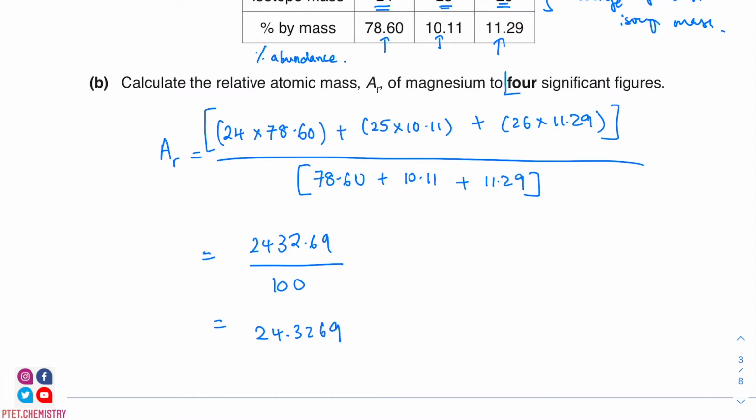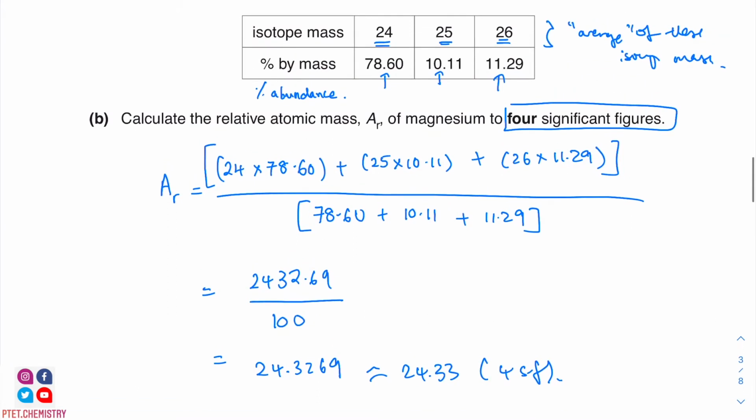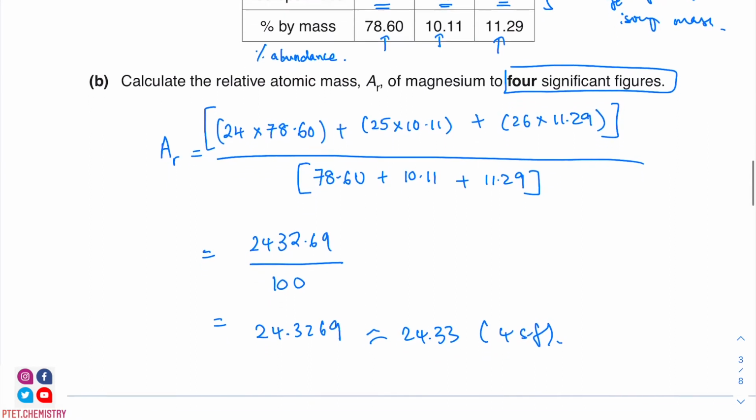They specifically want it to 4 significant figures, so roughly 24.63. First off, this value is somewhere in between 24 and 26, so that is good news. Why is it very close to 24? Think about percentage abundance. You have quite a lot of the 24, not a lot of the 25 and 26. So that makes sense. When you have a lot of the 24, in fact more than 75%, your average is going to end up much closer to it. I hope that makes sense to you as to what relative atomic mass means.